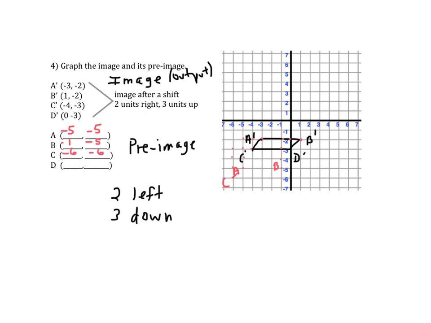Okay, I'm going to go ahead and connect some of these points. You see the shape coming together. Finally, our last point, we're starting at D prime. And again, we're reversing the rule that we were given. So we want to go 2 units to the left, 1, 2, 3 units down, 1, 2, 3. So point D has coordinates -2, -6. So connect the dots to finish off your quadrilateral.